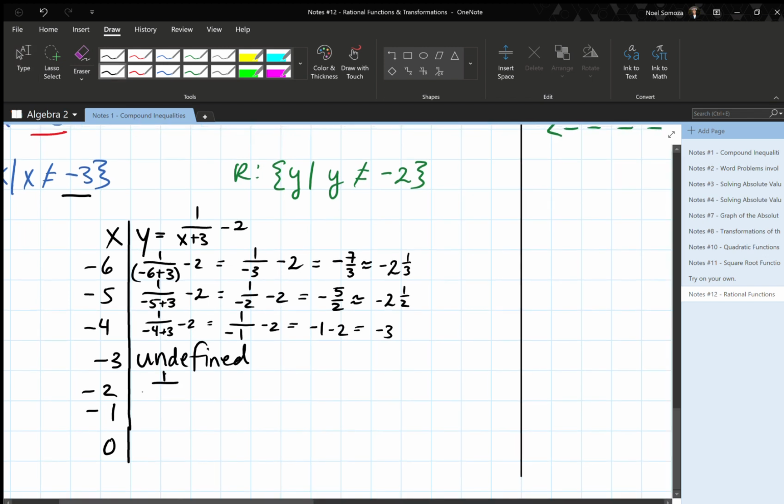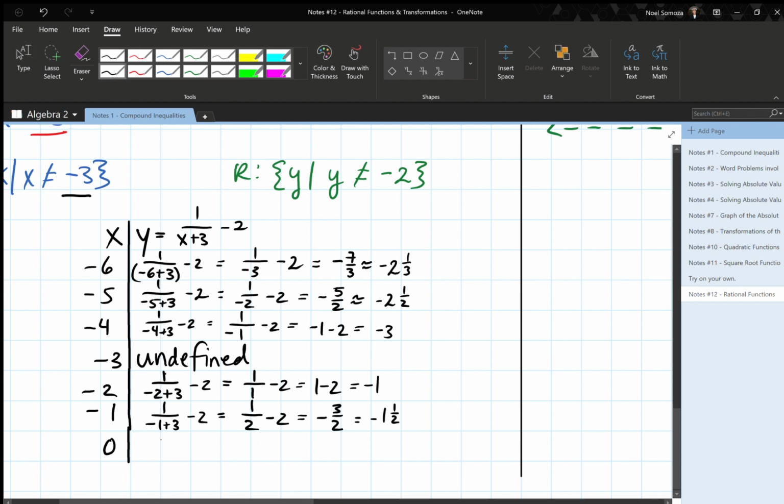1 over negative 2 plus 3 minus 2. That's going to give us 1 over 1 minus 2, which is 1 minus 2, which gives us negative 1. Then 1 over negative 1 plus 3 minus 2. That's going to be 1 over 2 minus 2, which is negative 3 over 2, which is again negative 1 and 1/2, or negative 1.5.